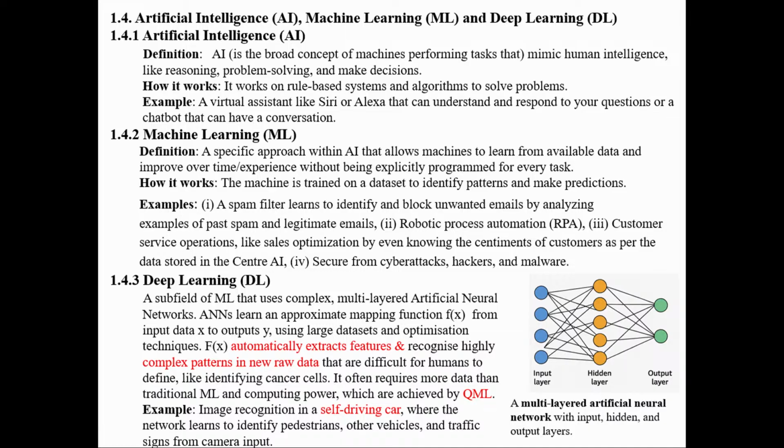So the output is a limited one. It is giving the result after analyzing a lot of data. Okay. For example, image recognition in a self-driving car, where the network learns to identify pedestrians, other vehicles, and traffic signals from the camera input. Accordingly it will apply brake, accelerate, or slow down, and so on. All these things it can do by its own learning process.